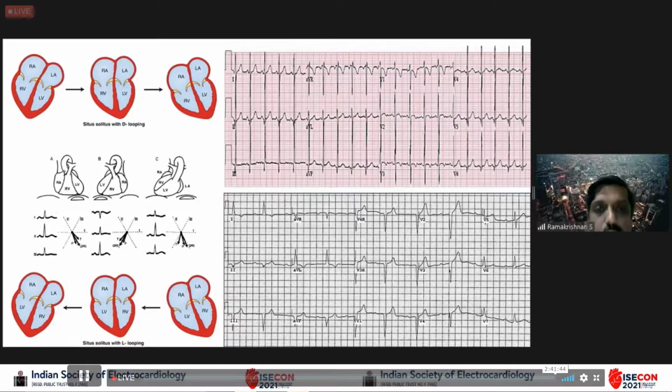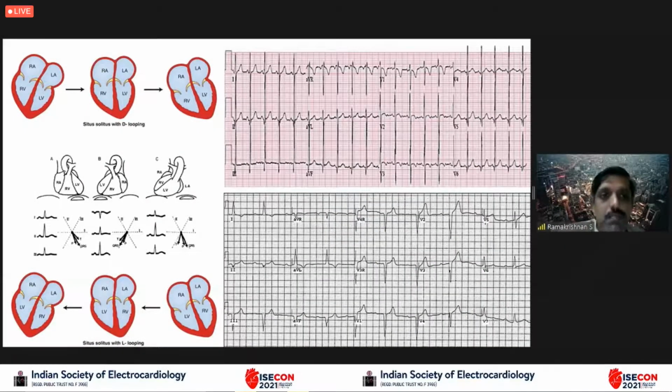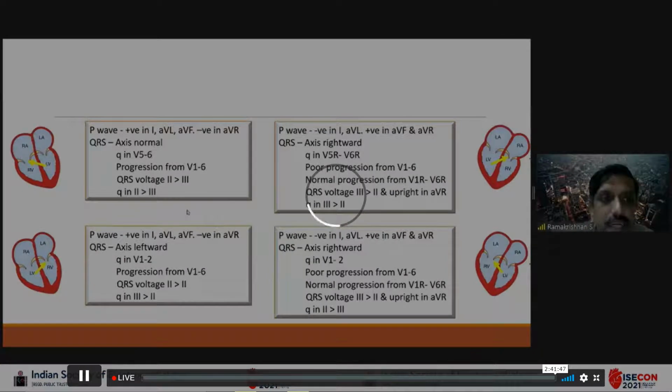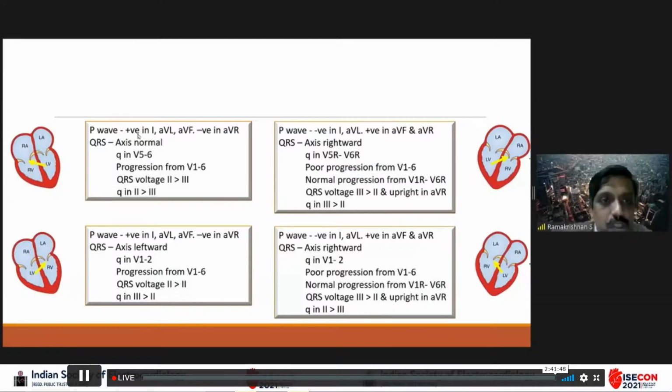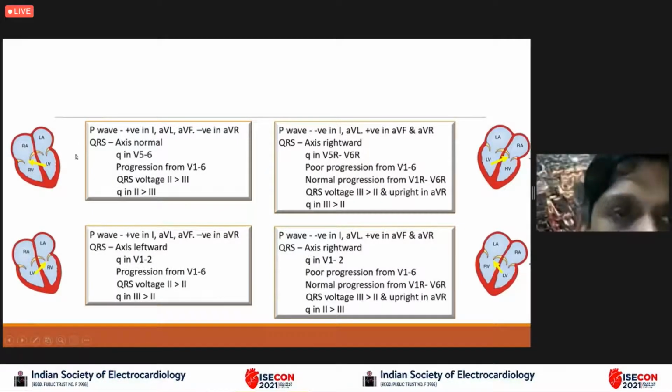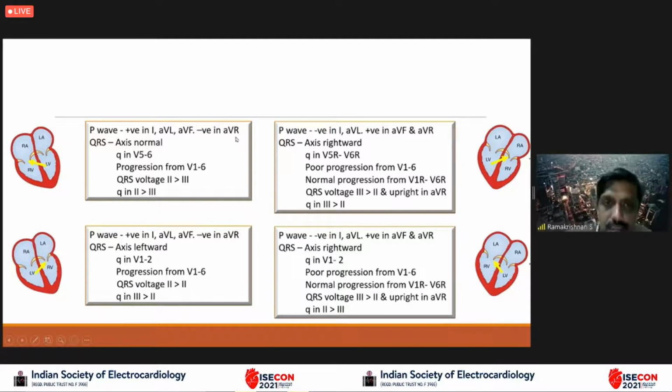To summarize what I've told you: in a normal position, you can see this is the left top corner, where you can see a P wave which is positive in lead 1, AVL and AVF, and is negative in AVR. So this is situs solitus, and the QRS axis will be normal.